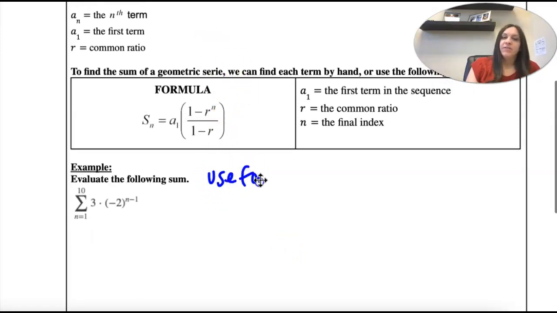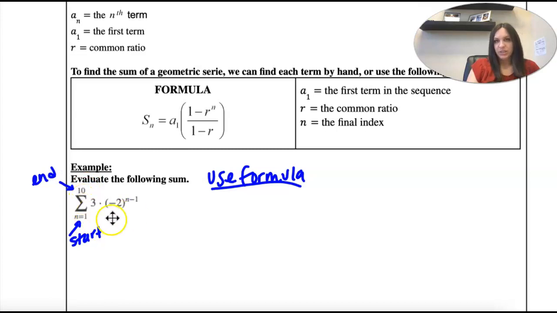So we have a sum here because it has our Greek letter sigma, which means sum. Remember, we're starting at n equals 1, and then we would end at n equals 10. And so we could go through and we could find all 10 values and then add them up, but this formula is a lot easier if you know how to use it.